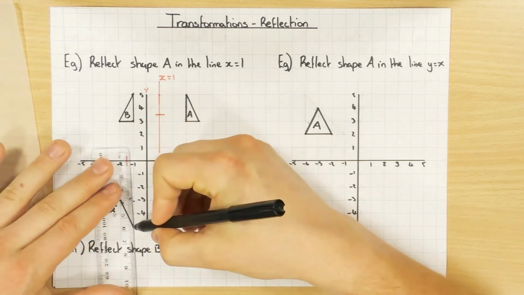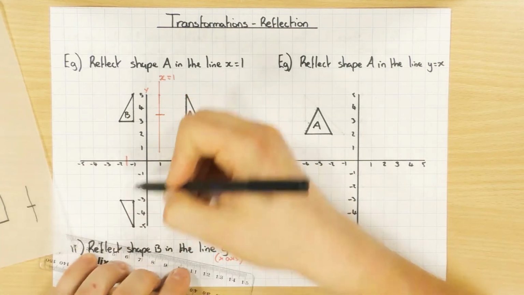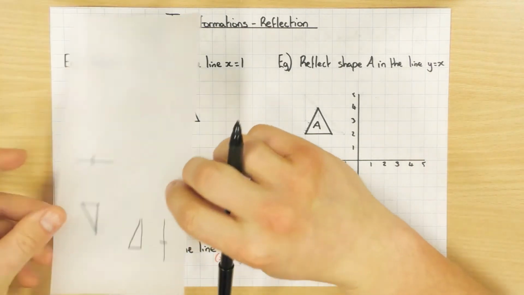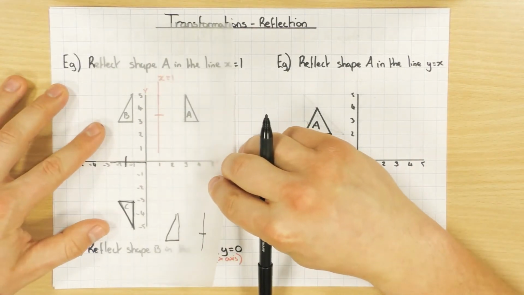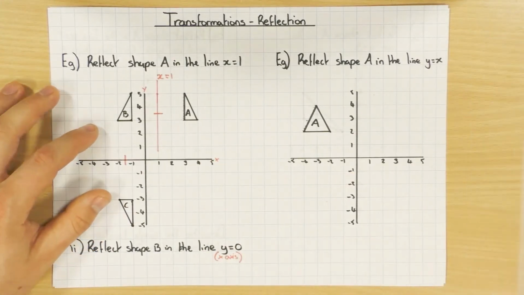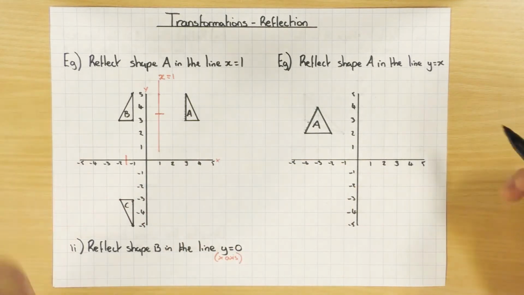Join it up with a ruler. Call it C. The question might tell you what to call it. And just double check. So there it was. Now I flip it over. Excellent, happy days. So they're nice sort of easy ones where they're nice vertical or horizontal lines.